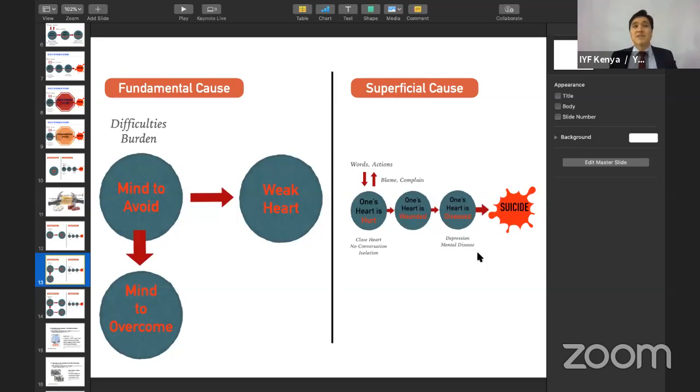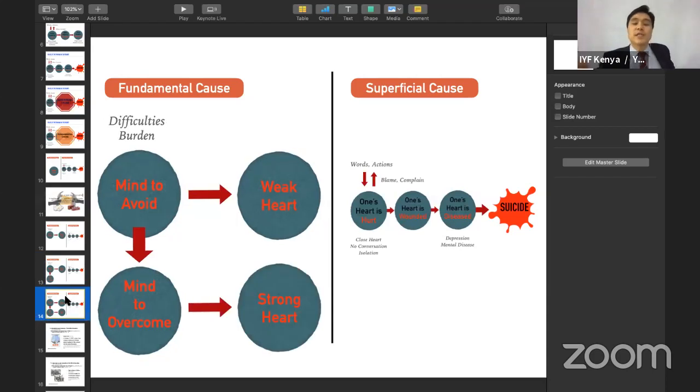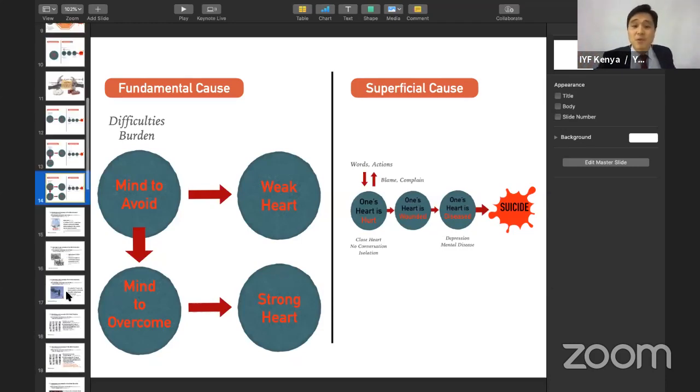Everyone, there are two different kinds of mindset. There are those people who are having the mindset to avoid. When the difficulties come, when the burdens come, when the sadness comes, there are students who are living with the mindset to avoid those difficulties and burdens. And there are students who are having the mindset to overcome the difficulties and the burdens. Everyone, those students who are living with the mindset to overcome the difficulties and the burdens, their heart grows stronger, stronger, stronger. Let me give you one example, right?